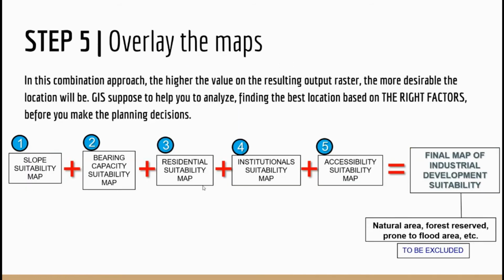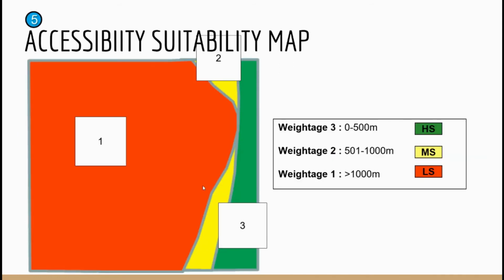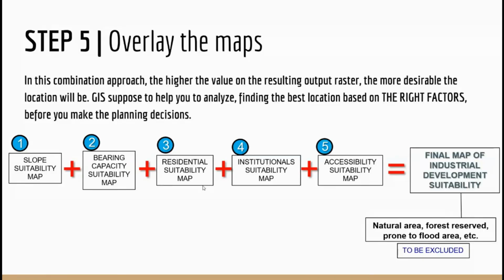Okay, so sebab kita dapatkan kelima-lima map tersebut, apa yang kita nak buat seterusnya? Kita perlu step yang kelima, iaitu kita overlay the maps. Okay, so in this combination approach, the higher the value on the resulting output raster, the more desirable the location will be. Sebab kita ada nyatakan tadi, kita ada value 3, kita ada value 2, kita ada value 1. So bila kita overlay nanti macam overlay summation, kita tambah lah kiranya.